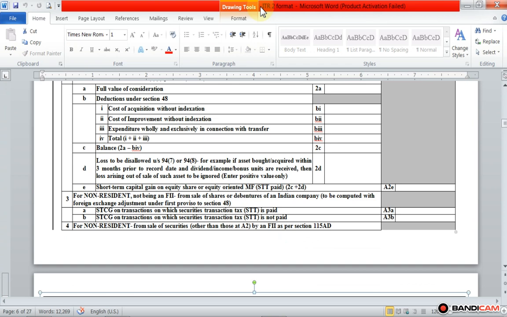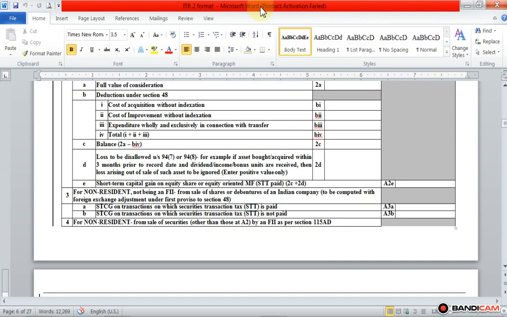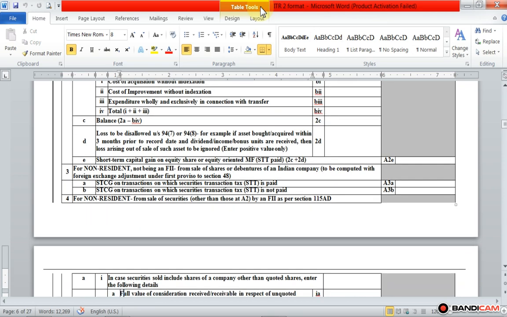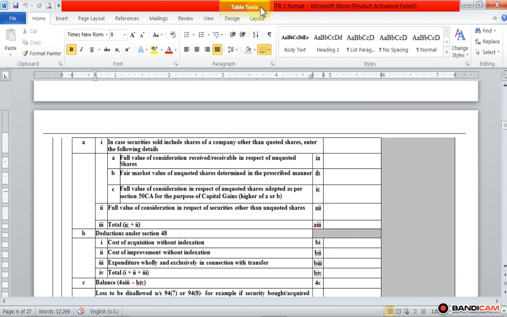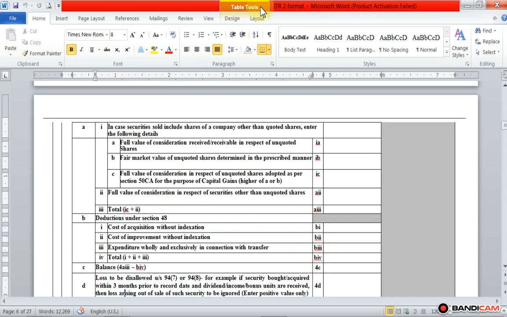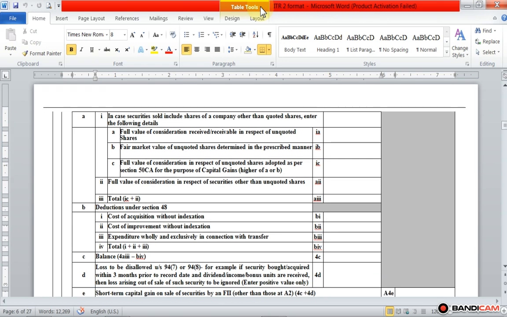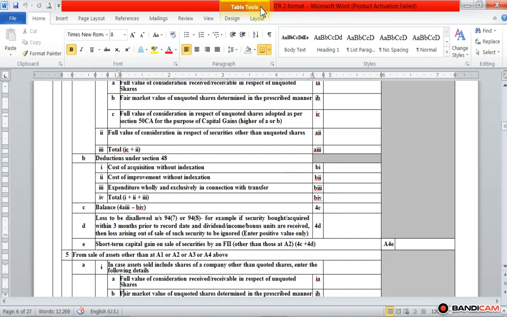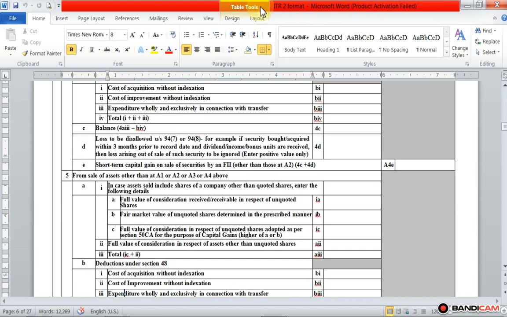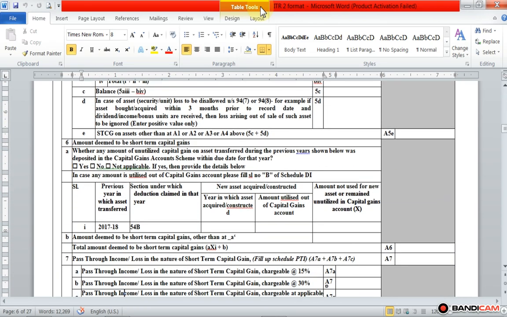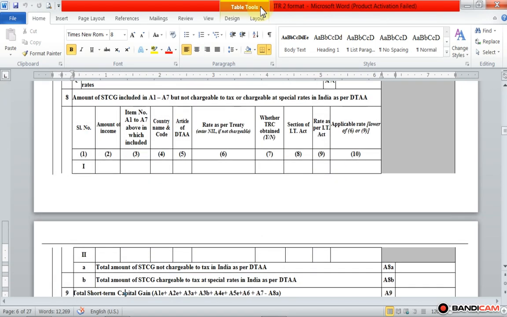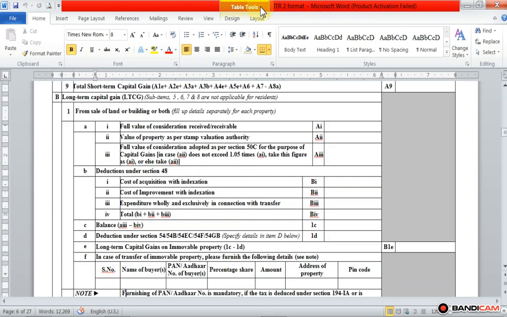So short-term and long-term capital gain includes immovable property and movable property. Immovable property includes land and building, and movable property includes shares, debentures, bonds. So the calculation is the same in respect of short-term capital gain and long-term capital gain.